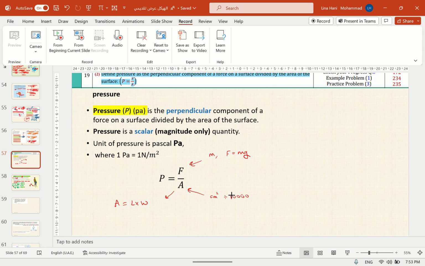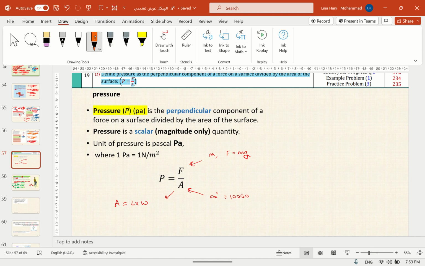It is the perpendicular component of a force on a surface divided by the area of that surface. The pressure is a scalar value. That means it has only a magnitude, and its unit is Pascal, where 1 Pascal is equal to 1 Newton of force divided by an area of 1 meter squared.